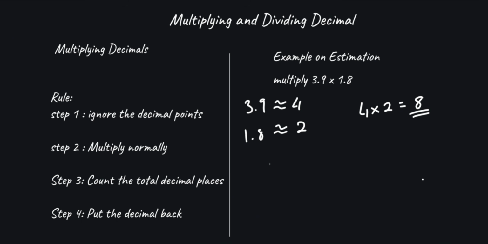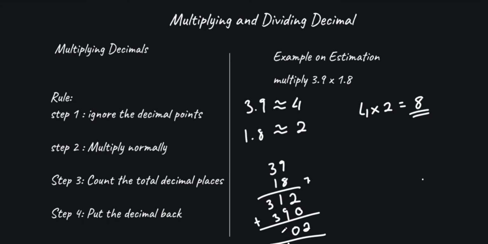So we have 39 times 18. 8 times 9 is 72, so that's 2, carry 7. 8 times 3 is 24, plus 7 is 31. So we put 31 there. We put a 0 here. 9 times 1 is 9, 3 times 1 is 3. Adding: 2 plus 0 is 2. 1 plus 9 is 10, so 0, carry 1. 3 plus 3 is 6, plus 1 is 7. How many decimal places?